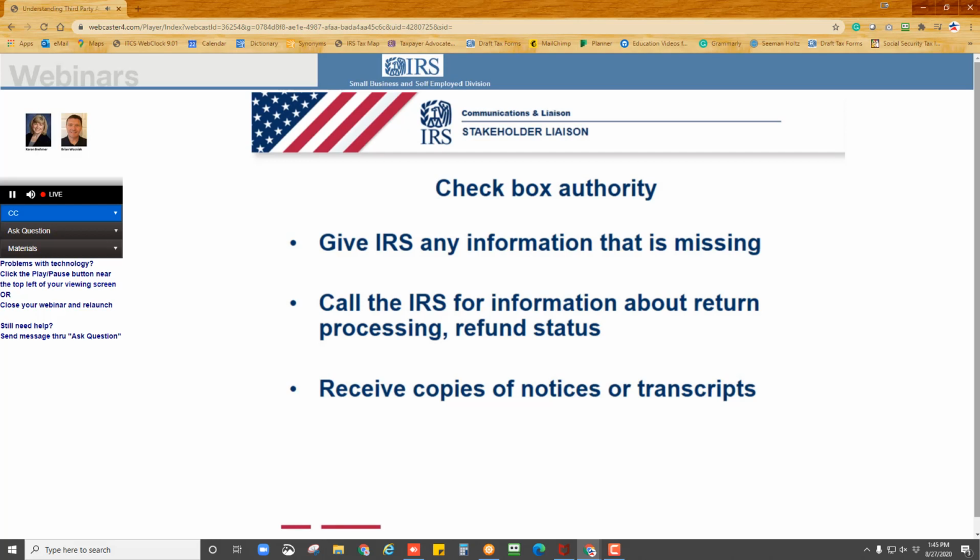So the third-party designee or checkbox authority is generally related to a recently filed tax return. And this is where the taxpayer is authorizing the third-party designee to, number one, provide the IRS any information that is missing from their return. Number two, to call the IRS for information about the processing of that return or the status of their refund or payment submitted with the return. Or number three, to get copies of notices or transcripts related to their return.